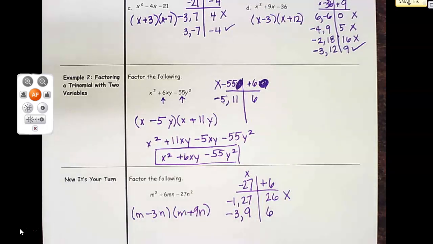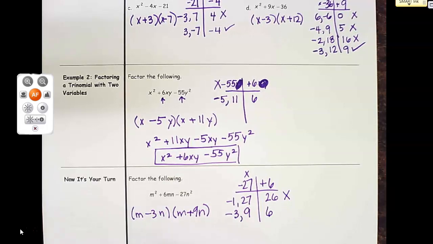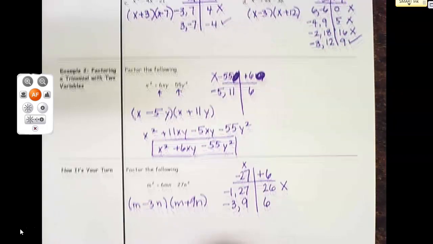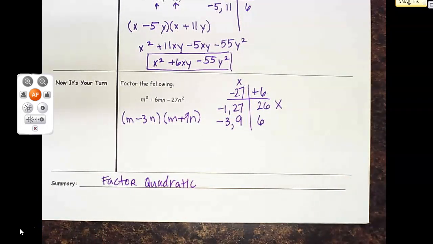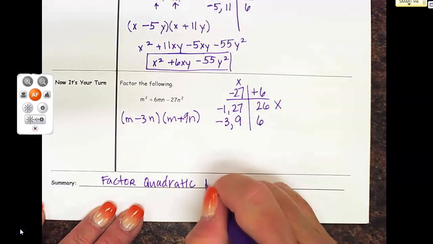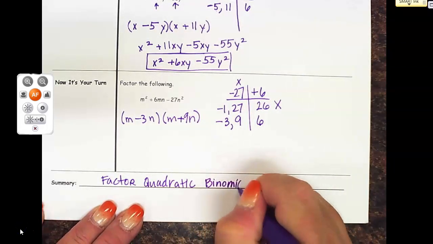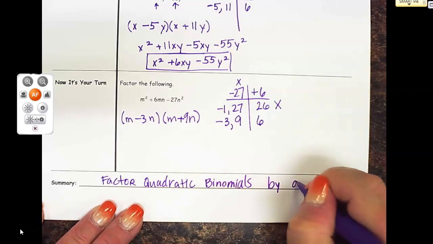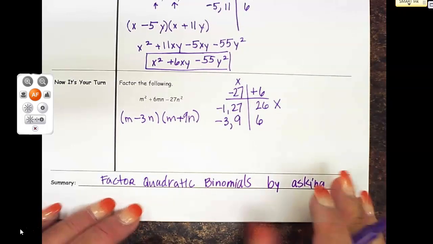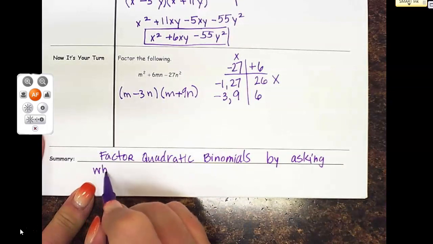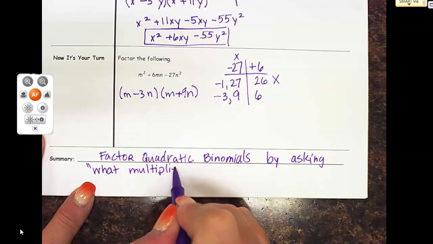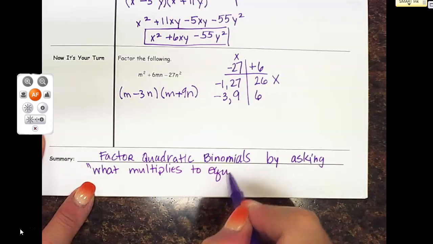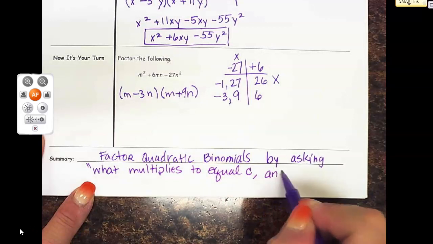So, in summary, we learned how to factor quadratic trinomials by asking what multiplies to equal c and adds to equal b.